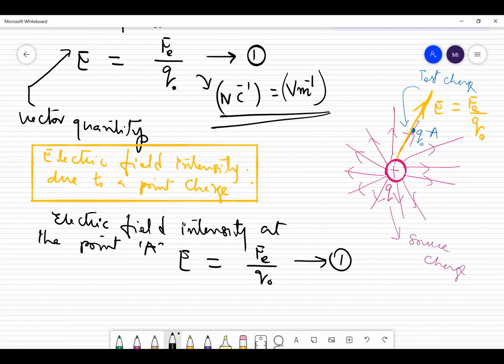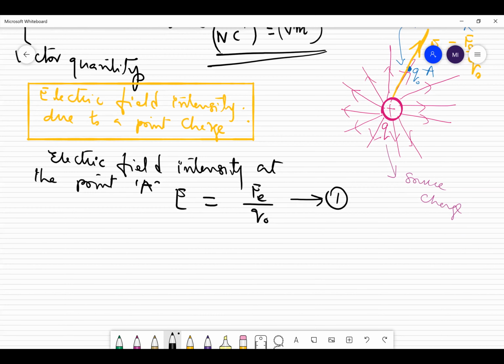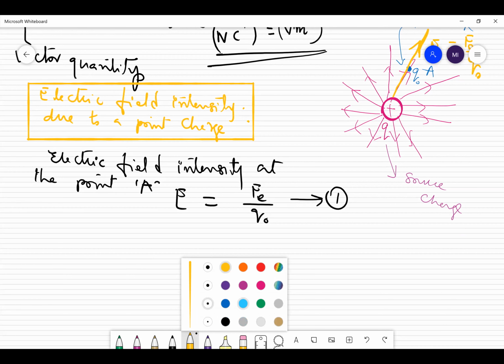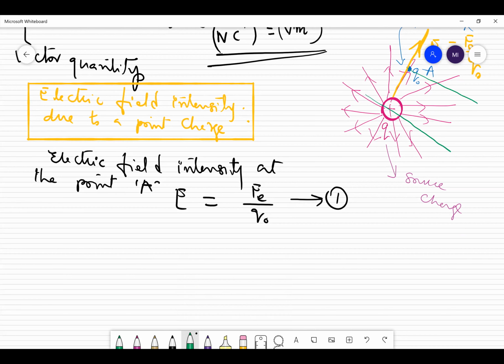So you must keep that in your mind, that it is a vector quantity and its direction can be found by drawing a tangent line at that point. Now let us see, for the two charges, these two charges are r distance apart. The distance between their centers is R. So by the definition of the electric field intensity, we have this equation, right?